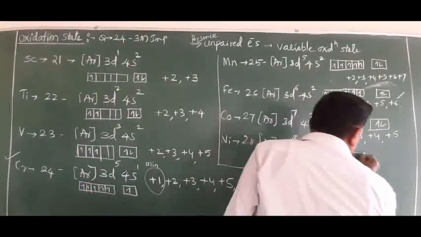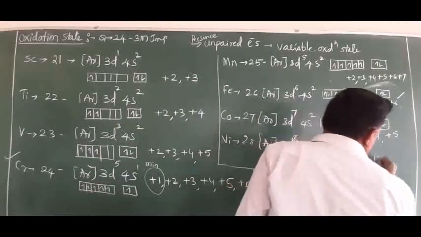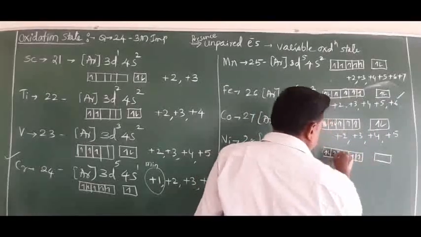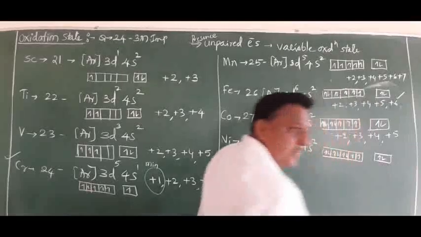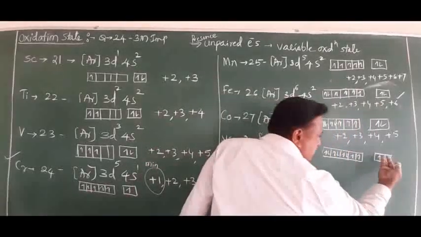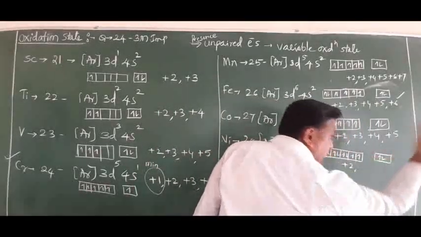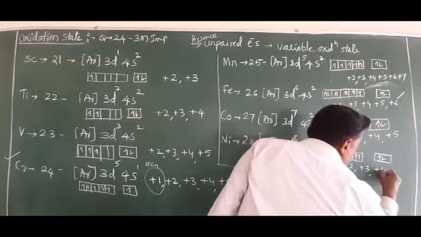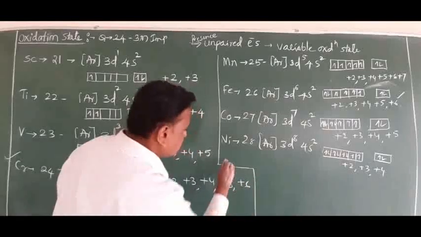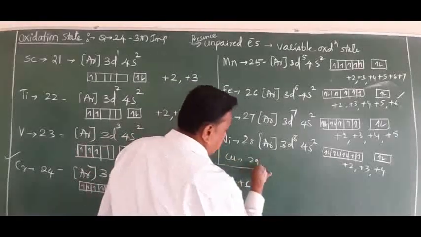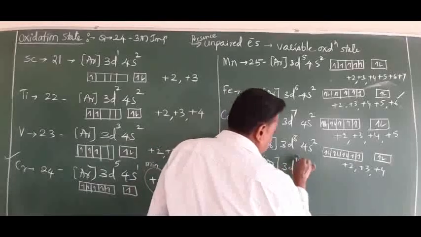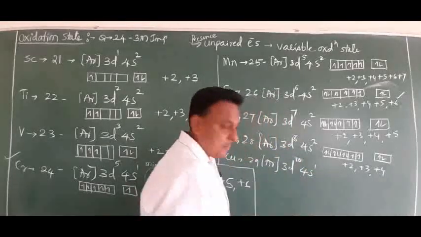Now this is your d orbital and s orbital, 1, 2, 3, 4, 5, 6, 7, 8. The two electrons in the outermost s orbital can easily eject. This is a +3 and this is a +3; the pair cannot be. Similarly, copper 29 is argon 3d10 4s1.